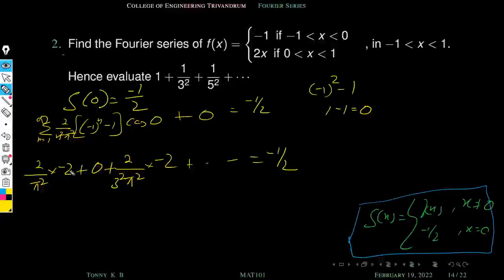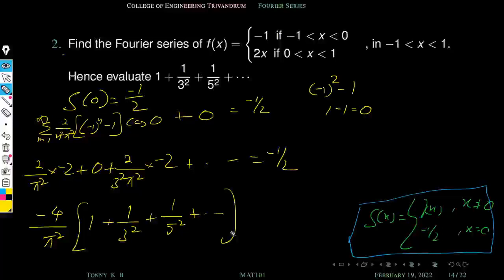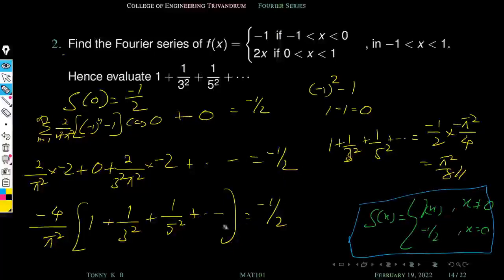Now it is clear that here -4 by pi square is common, so you can take it outside. The remaining term is 1, and this becomes plus 1 by 3 square. What about the next term? The next non-zero term is 1 by 5 square, plus etcetera, equal to -1 by 2. Then by cross multiplying this term to the right side, this infinite series is equal to -1 by 2 into minus pi square by 4. That is pi square by 8. So its value is equal to pi square by 8.